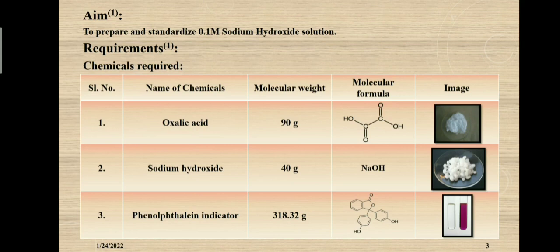So these are the chemical requirements. Number one is oxalic acid, then sodium hydroxide and the phenolphthalein indicator. The phenolphthalein indicator produces a violet red color in basic medium, and a colorless solution in acidic medium. NaOH is available in pellet form, and oxalic acid has the molecular formula (COOH)2, and sodium hydroxide is NaOH, which is shown in the figure.